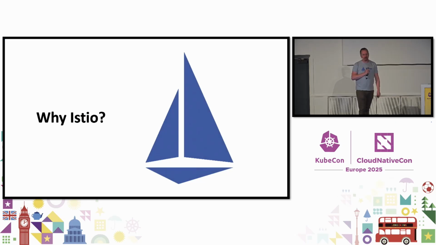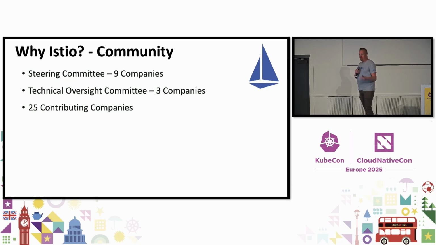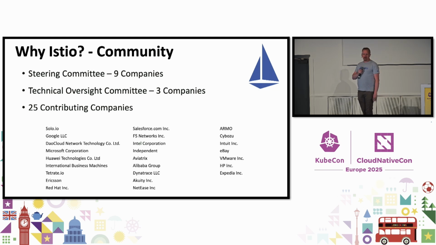So now let's talk about why would you choose Istio for your service mesh needs. The first thing, my favorite thing about the Istio project is its community. I've been a part of the community for many years now. Today, the steering committee is made up of 9 different companies. Our technical oversight committee is made up of 3 different companies. And we have, in the last 2 years, 25 different companies have contributed more than 100 pull requests to the Istio project. And there's the list right there.